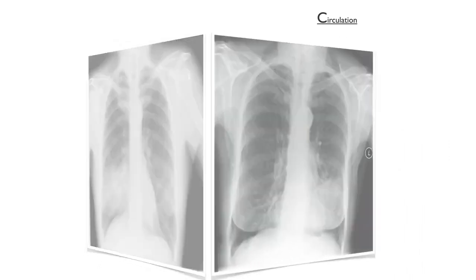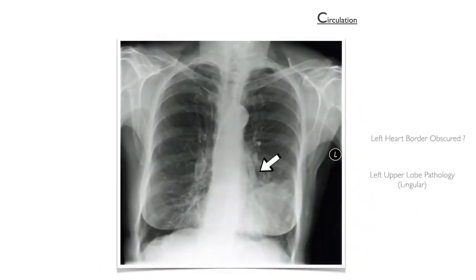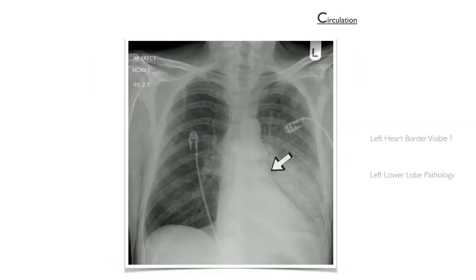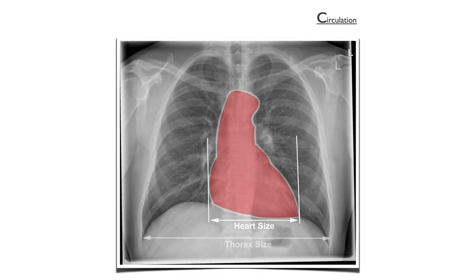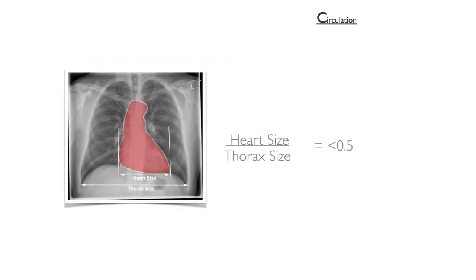In this image, there is loss of the left heart border caused by pathology in the lingular region of the upper left lobe. However, the left heart border remains visible in left lower lobe pathology. After tracing the borders, the next step is to look at the heart size. Calculate the cardiothoracic ratio by dividing the diameter of the heart by the diameter of the thorax. The ratio should be less than 0.5. If it is greater than 0.5, this suggests cardiomegaly.